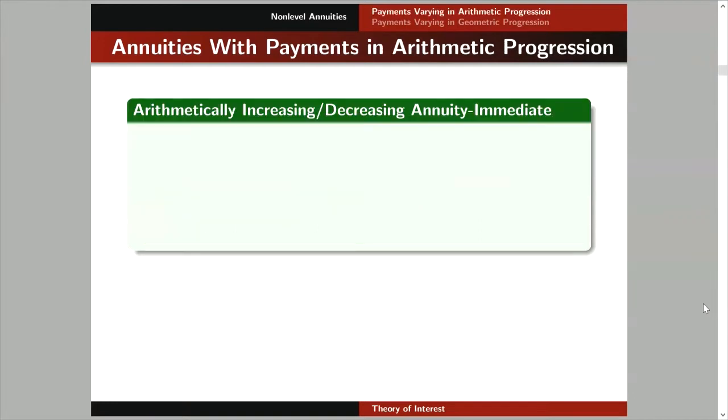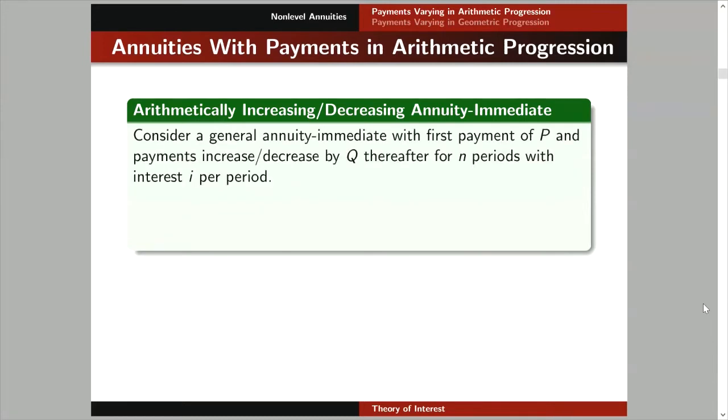So let's consider an arithmetically increasing or decreasing annuity immediate. We have a general annuity immediate where the first payment is equal to P, and then the payments increase or decrease by this amount, Q, thereafter, for n periods, where i is the effective rate of interest per period. So we may consider this time diagram.